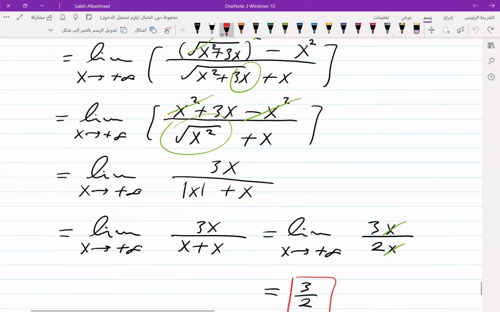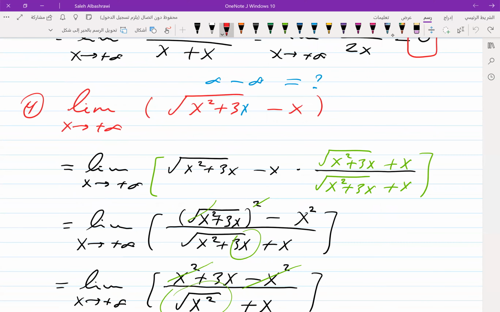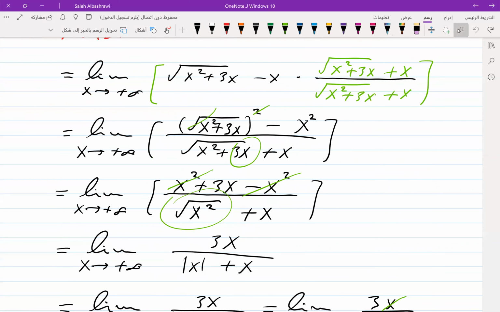If we go back to our example, infinity minus infinity in this case is not equal to 0. So you have to be careful about this one. If you have infinity minus infinity, in some cases it is equal to 0, I mean the limit equals 0. In some other cases, this is not equal to 0. And this is very clear in example number 4. So infinity minus infinity is not equal to 0. What we did: multiply by the conjugate, simplify, take the highest power from the radical, and simplify it more to get 3/2.